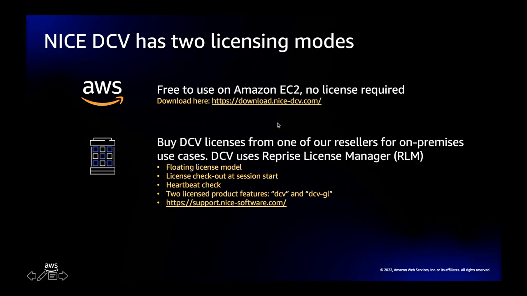Again, DCV is free to use on AWS. No license is required. You just either download it and install manually, or use one of our pre-made CloudFormation templates or Marketplace AMIs to test. But if you want to use DCV on premises, you can buy licenses from one of our resellers, and DCV uses RLM as a license manager.